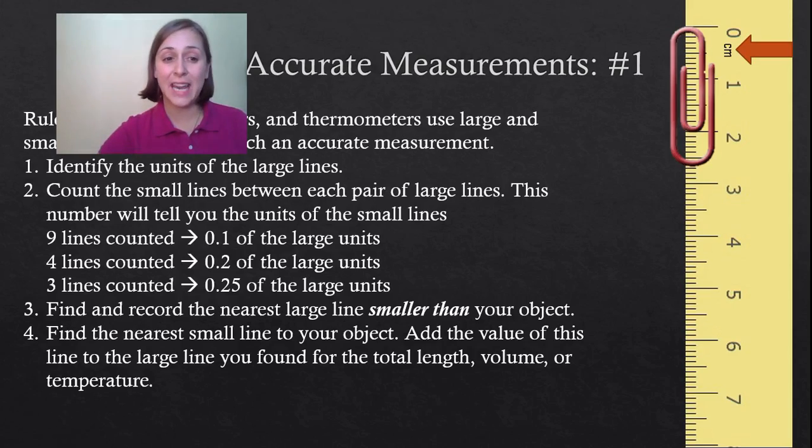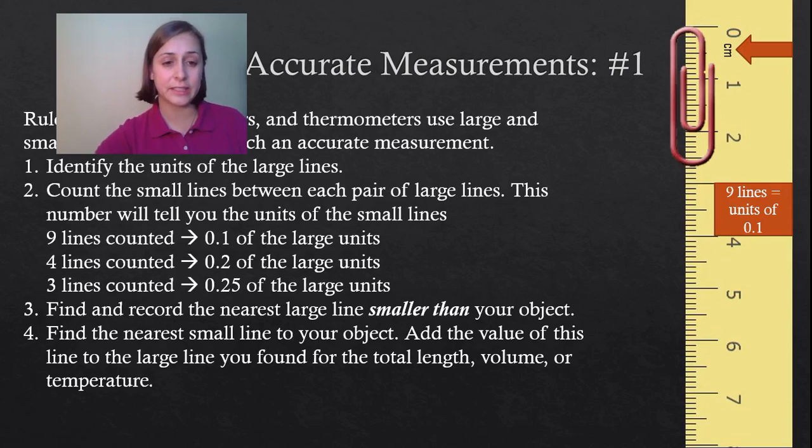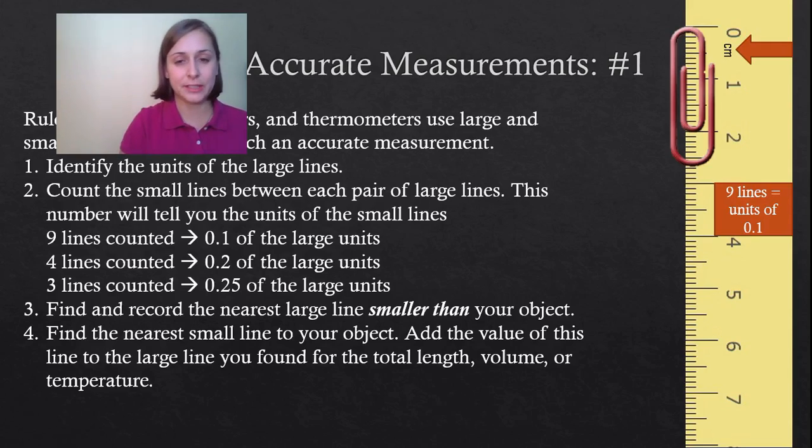Next, we need to count the small lines between each pair of large lines. Let's focus between the 3 and 4 and count those little lines. We can see there are 9 lines. So if you look at the list on the slide, 9 lines counted means each one is 0.1 of the large units. That means in this case, they're each 0.1 centimeters.